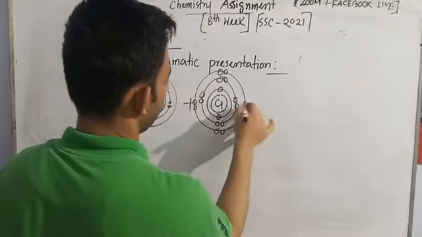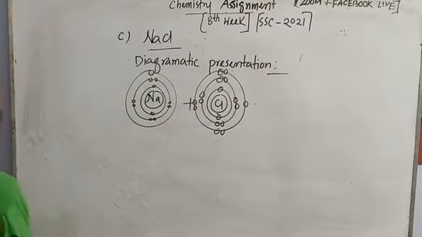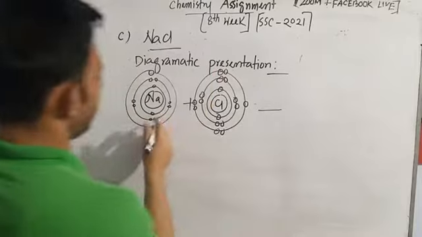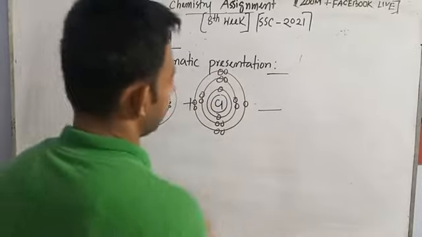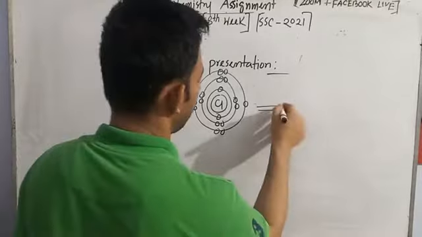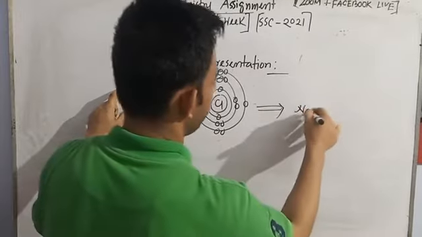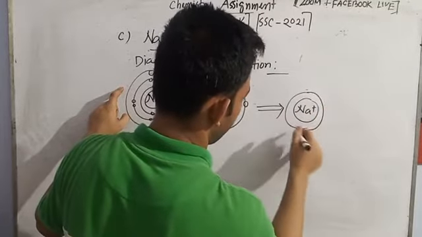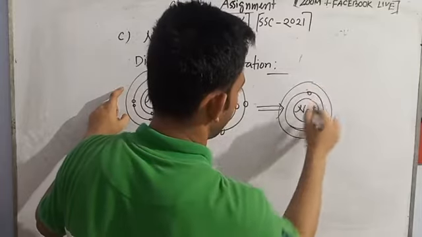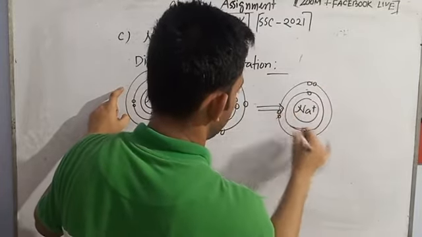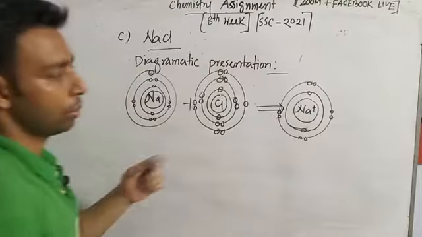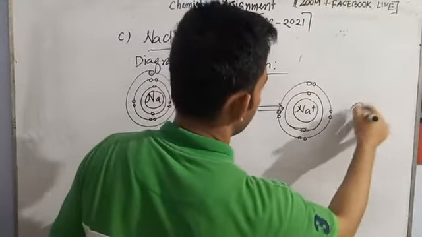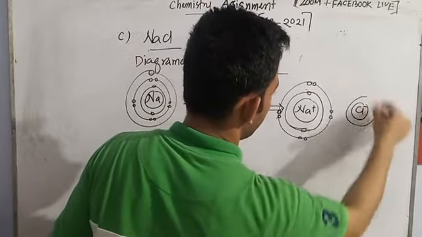Sodium and chlorine react together, but how do they form the bond? Sodium releases 1 electron to become the sodium ion, and chlorine gains 1 electron to become the chloride ion. The ion sign will be there. Please make it with the compass. Draw 2 and 8. Listen, sodium ion, and chlorine with its outer shell electrons becomes the chloride ion.